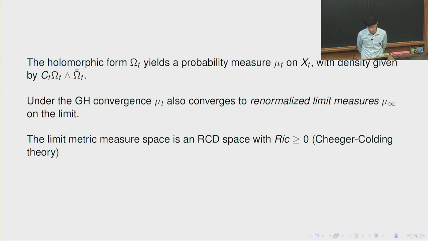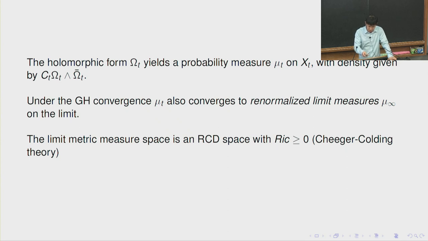The limit is not just a metric space, but also has a measure. So one can intrinsically make sense of having non-negative Ricci curvature. It's called an RCD space. I think there are many people in Italy studying this theory of RCD spaces in mathematics. And there's a study of limit spaces with a lower bound on Ricci curvature. This was initiated by Cheeger, Colding, and many others.